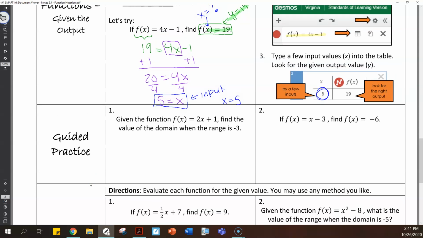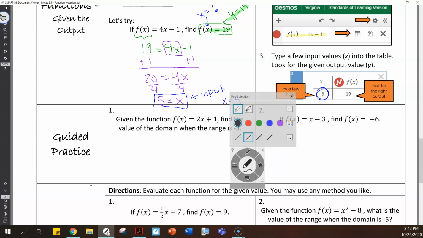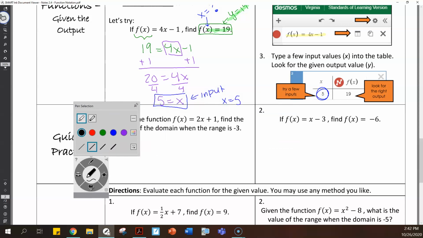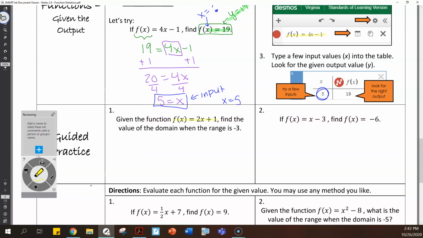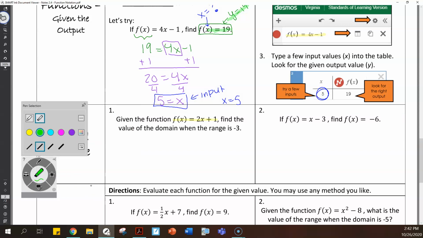So we're going to try these in Desmos so that we can get a feel for what that looks like. Given the function f of x equals 2x plus 1. So there's my function. We're good there. Find the value of the domain. So we've got to think a little bit about this one. Find the value of the domain. That is my x value. Let me highlight that. Find the value of the domain. So I am looking for x.